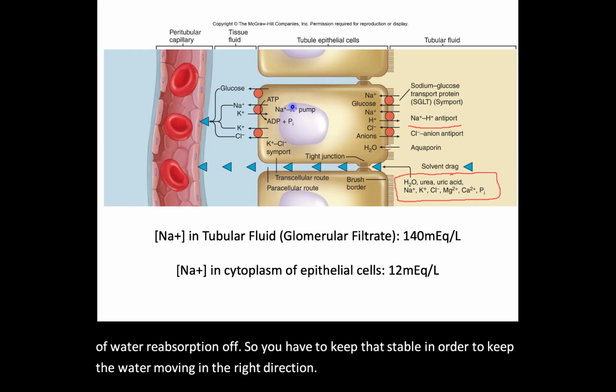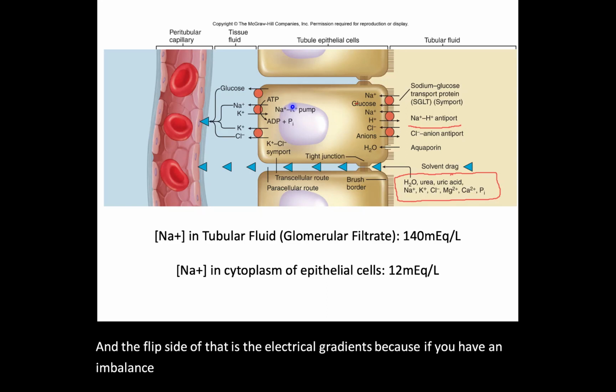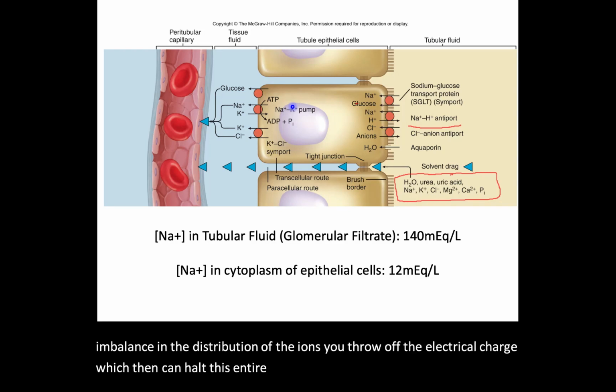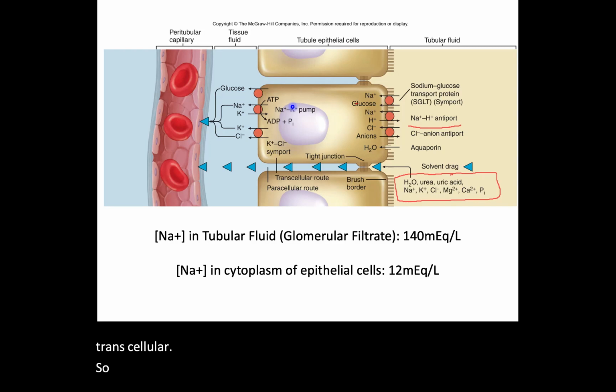And the flip side of that is the electrical gradients, because if you have an imbalance in the distribution of the ions, you throw off the electrical charge, which then can halt this entire system as well when we're talking about transcellular. So sodium concentration in the tubule fluid is about 140 what we refer to as molar equivalents per liter.